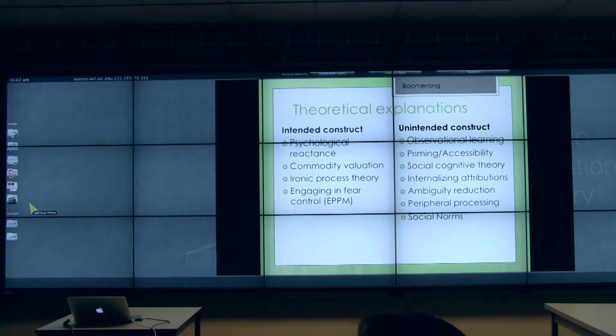Ironic process theory is the elephant in the room. So don't think about the elephant in the room, and then you think about the elephant. Now, let's back up a little bit. How many of you remember some of the tobacco campaigns that say, don't smoke, think? Sorry, don't smoke, think. Remember that? No?